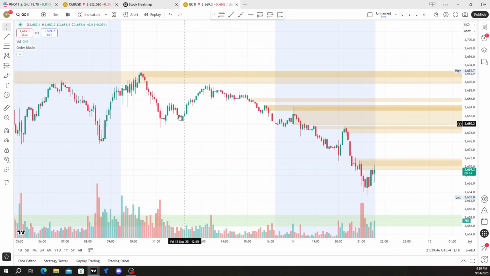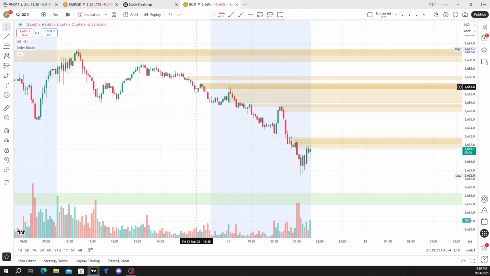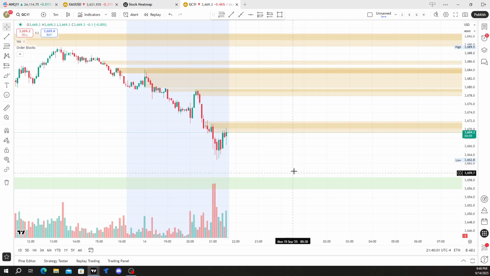So now you can see if the market comes back up, chances are it will test and then drop from here again. So same thing here: once you start seeing more and more order blocks forming, then you know when to trade and when not to trade.